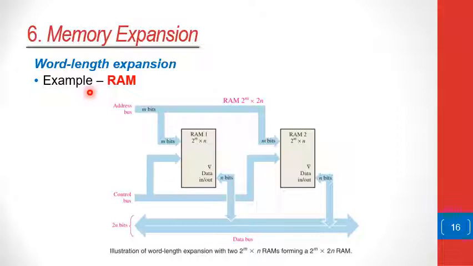So in this case, the setup is similar, the address bus is combined to address both of these memory modules. In this case, if we wanted to expand our word length from n bits to 2n bits, we will combine these two RAMs, RAM1 and RAM2, and then we will combine the control bus as well. However, the data bus will be bidirectional, in the sense that data can be read both into the memory as well as out of the memory.